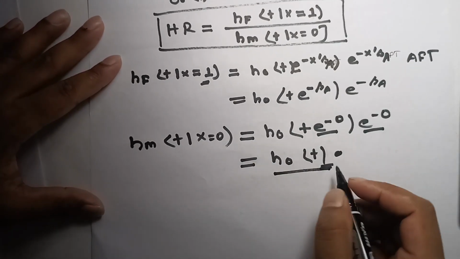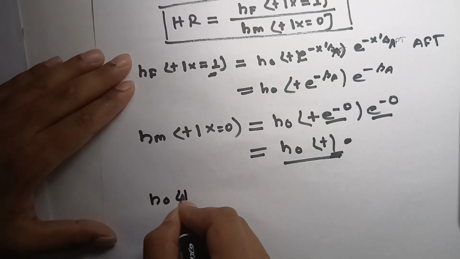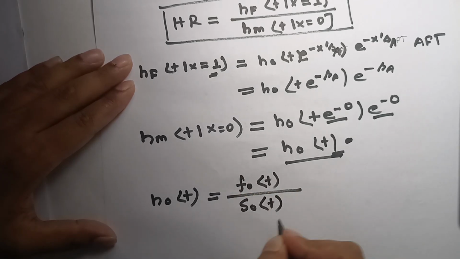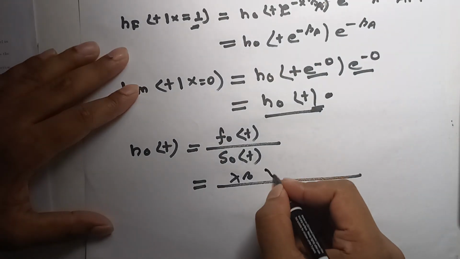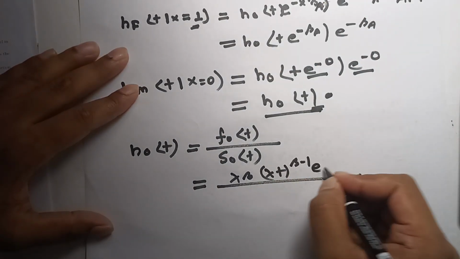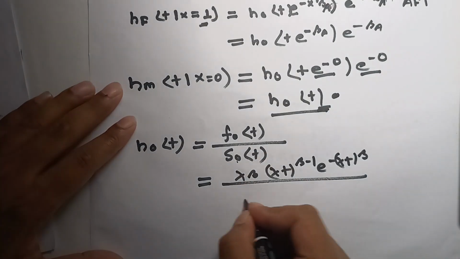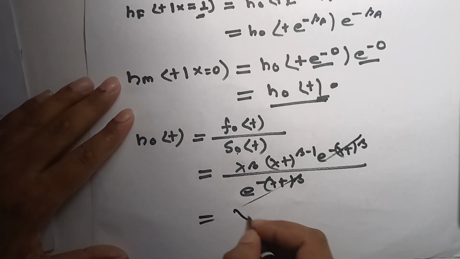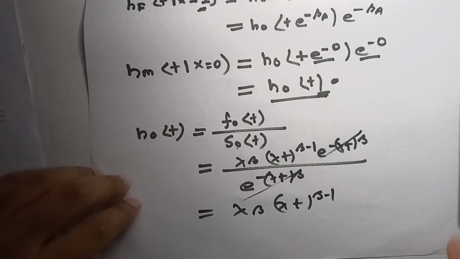Now what is H naught t from the Weibull part? H naught t is defined as F naught t over S naught t, and what is F naught t? This one: lambda beta lambda t to the power beta minus 1 e to the power minus lambda t whole to the power beta, and S naught t is this one, e to the power minus lambda t whole to the power beta. Cancelling this part, what I will get? Lambda beta, lambda t whole to the power beta minus 1. So this is H naught t.